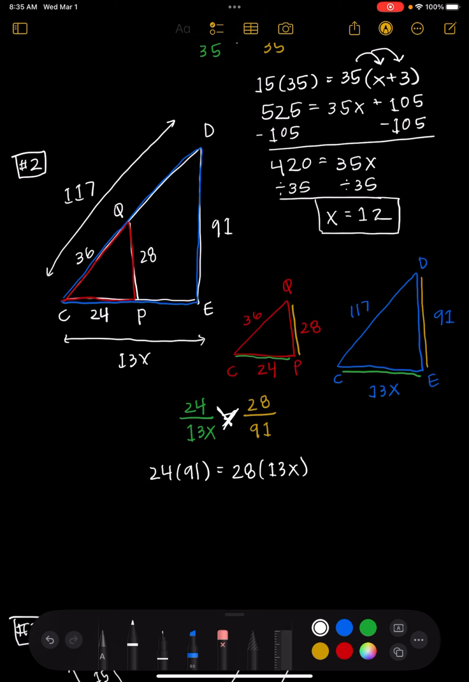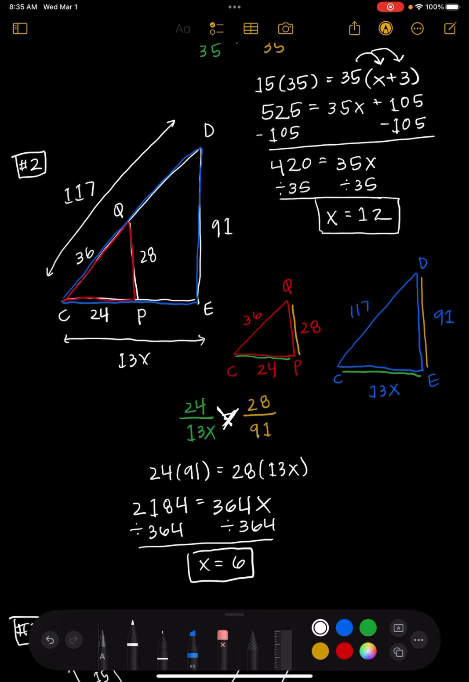We're going to figure out what 24 times 91 is, and that is 2,184 is equal to 28 times 13x. So 28 times 13 is 364x. Okay, so we want to get the x by itself, so we're going to divide each side by 364. And when I plug that into a calculator, I end up with the x is equal to 6. And that's how we solve that similar triangle.